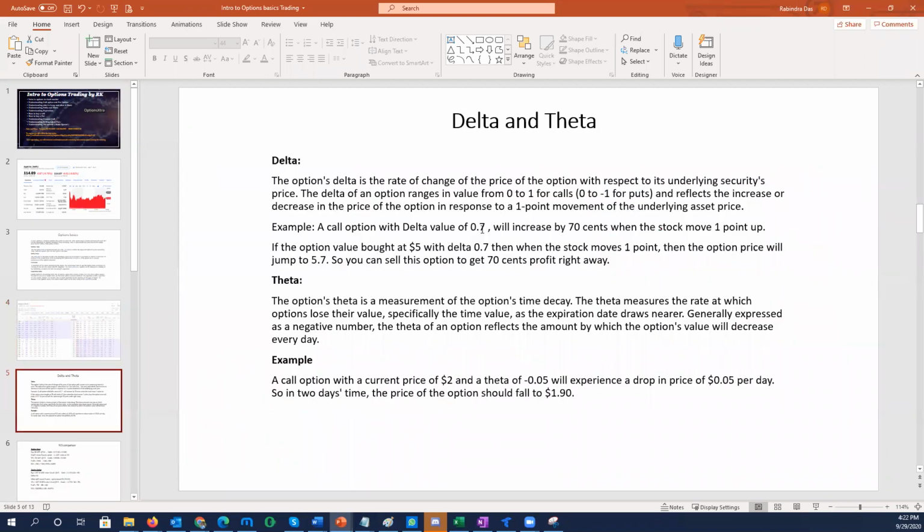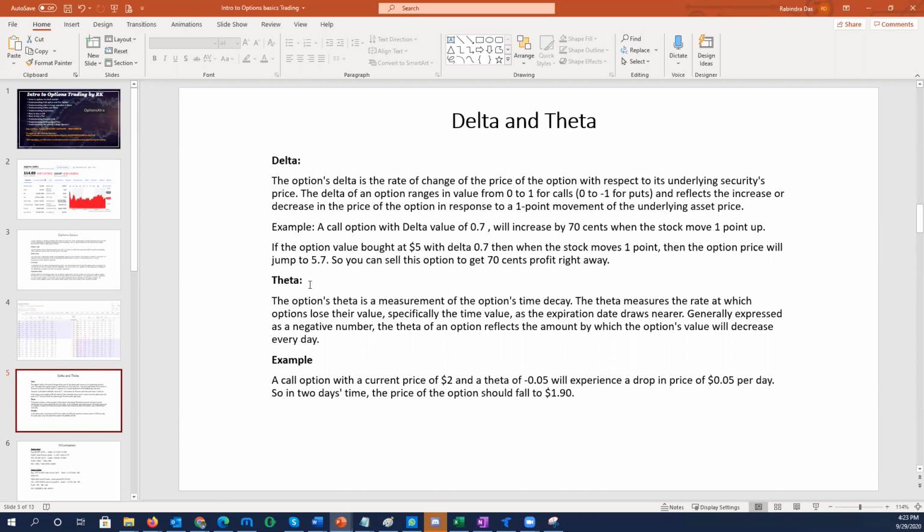Each point the stock moves, that much delta will move for the option. So if you bought the option at $5 with delta 0.7, then when the stock moves 1 point, the option price will jump to 5.7. So you can sell this option to get 70-cent profits right away. Suppose you have 5 contracts, then you get 350.